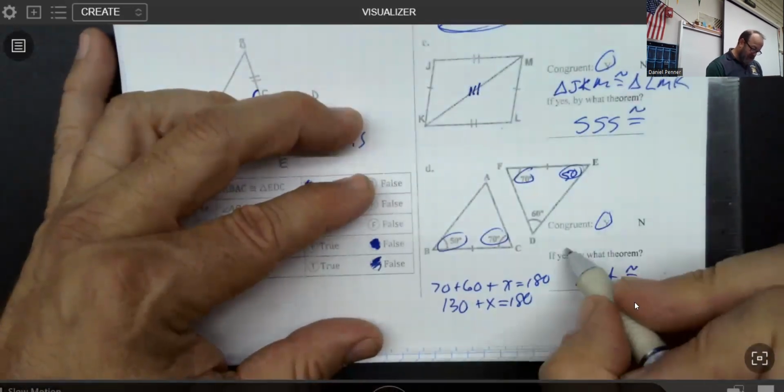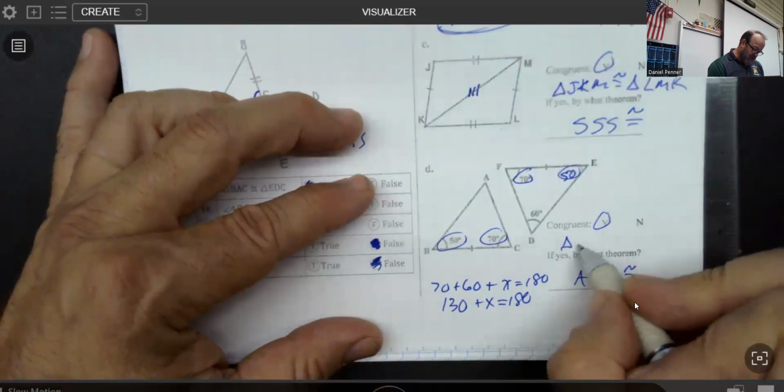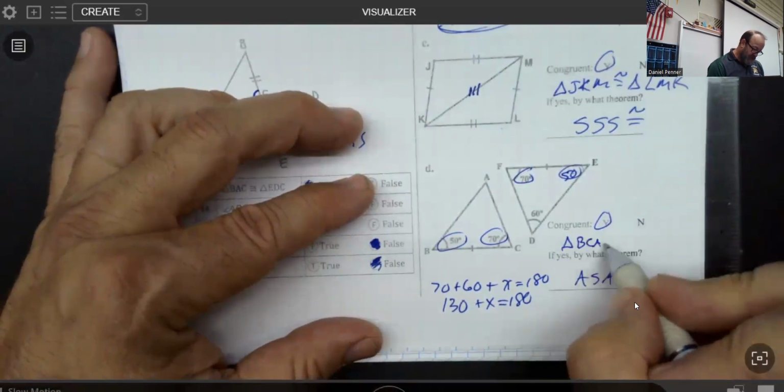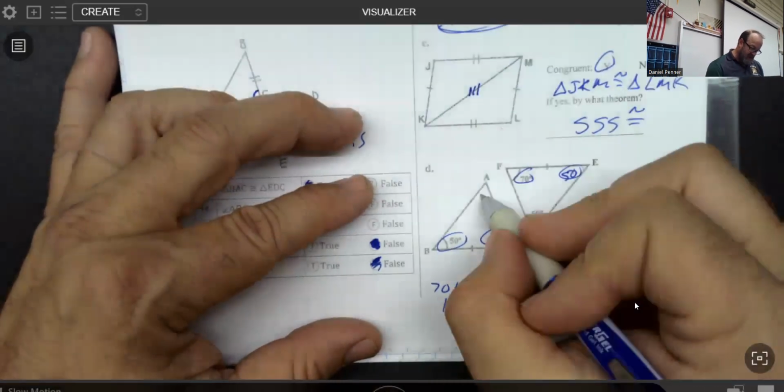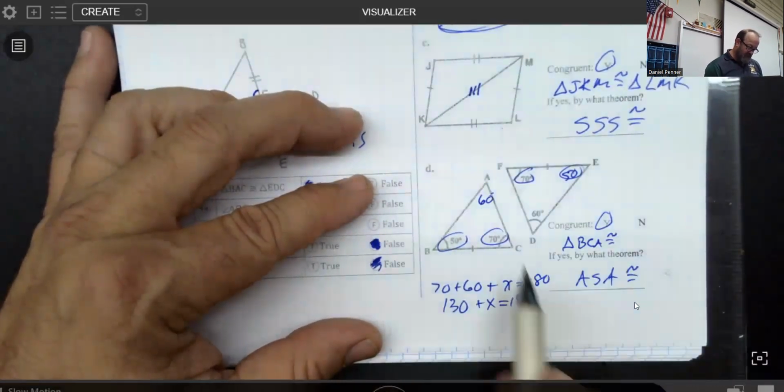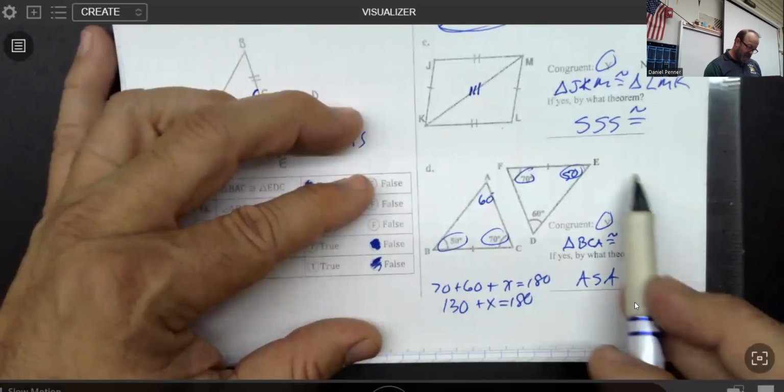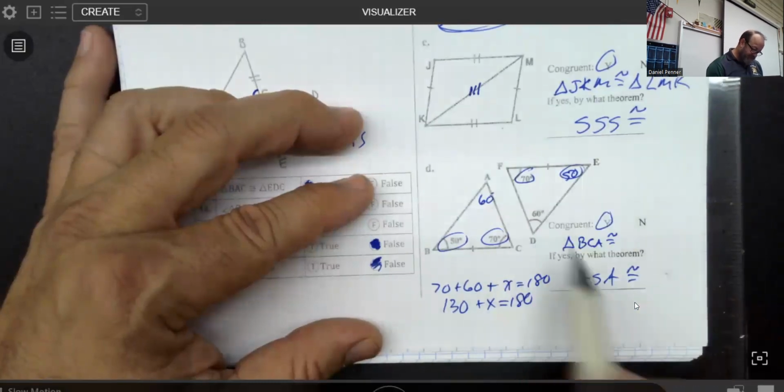And so I could again say maybe triangle BCA. So I'm going to start at the 50 to the 70, and I guess we might as well write a 60 there because we knew that. 50, 70, 60, 50, 70, so EFD.